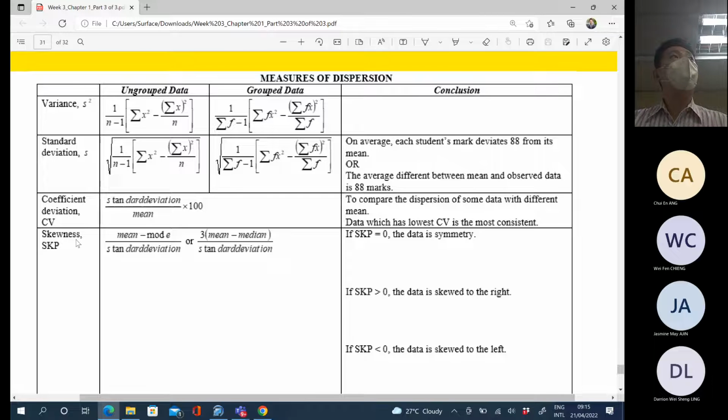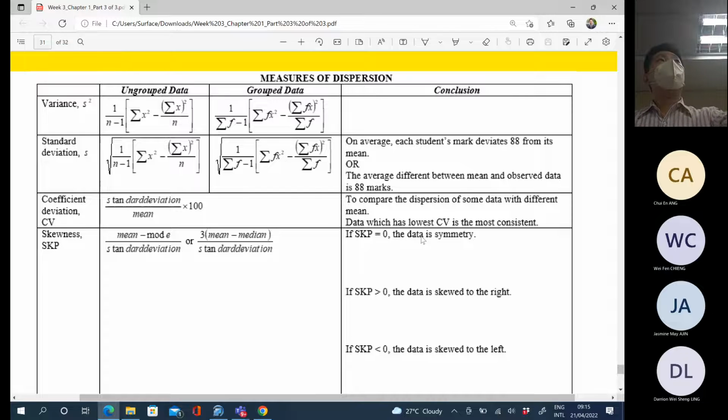Right? So for the SKP value, we can use the mean minus mode. If the SKP value is equal to 0, that means the mean is equal to the mode, equal to the median exactly. That means SKP is 0, then we can conclude the data distribution is symmetrical. Okay, so please add one more word here, data distribution, okay, is symmetrical.